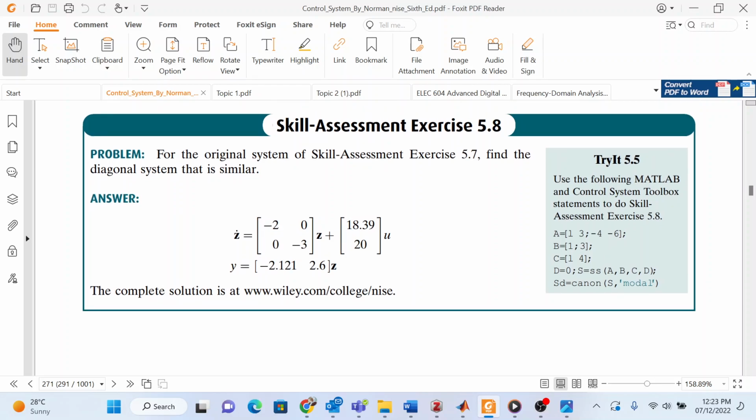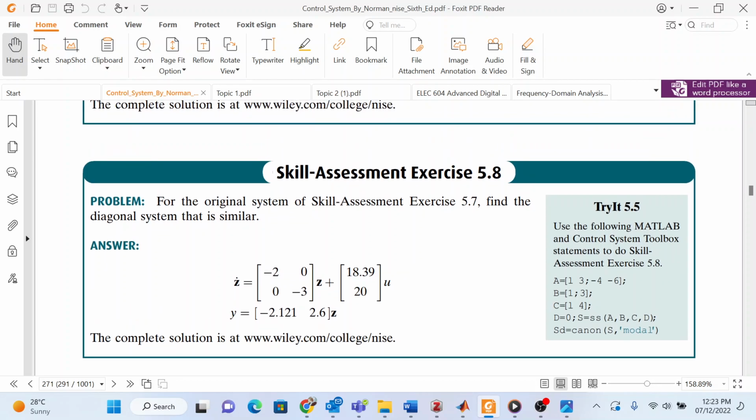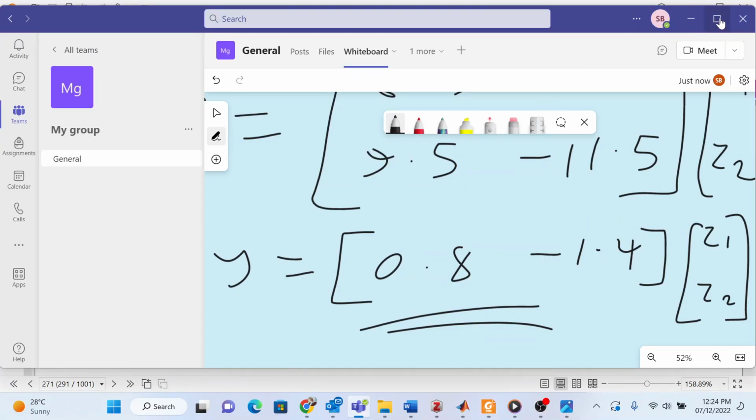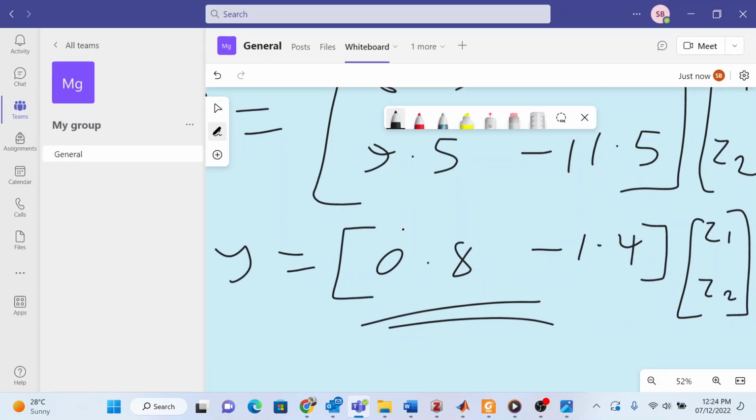Now for the original system in that skill assessment, find the diagonal system that is similar. What they want us to get is the diagonal system that is similar. In actual fact, what they're asking us to get is this value of this matrix A. Now let us see how we got that. Okay, now let's go back to our whiteboard. In this place now, they want us to get that.